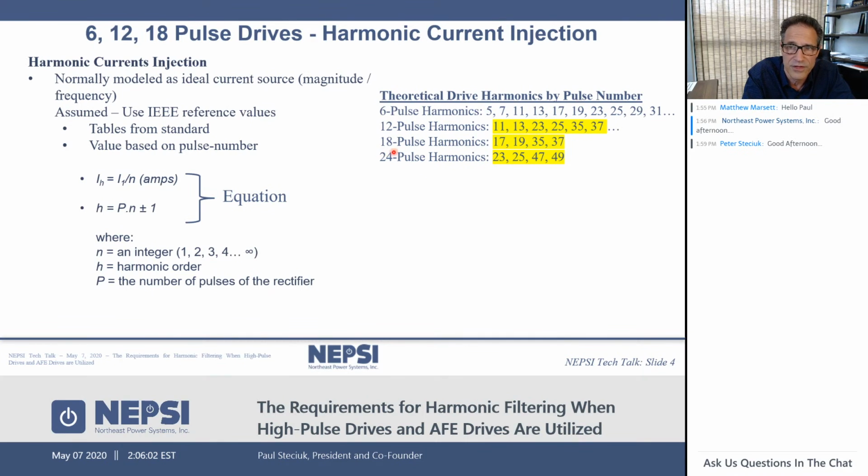And the 18-pulse is even better. We have our first harmonic starting at the 17th. So we eliminated the 5th, 7th, 11th, and 13th harmonics. So these drive systems are more expensive and they produce less harmonics.